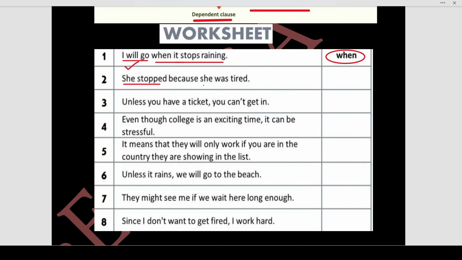Now, why did she stop? She stopped because she was tired. So, she was tired is the independent clause. She stopped. Why did she stop? Because she was tired. So this stopping of her is depending on because she was tired. So the conjunction will be because.